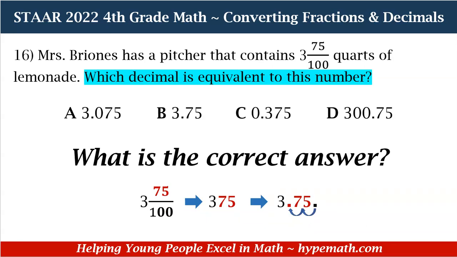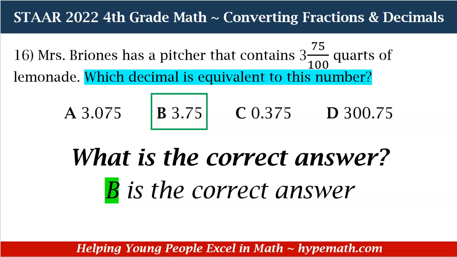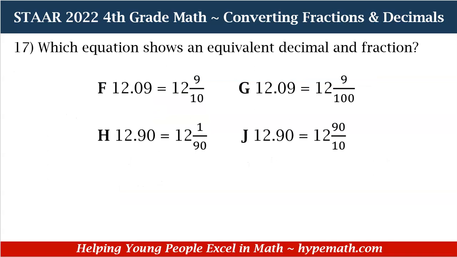So what is our correct answer? Let's look at our answer choices to see which answer shows 3.75. Can you see it? If you said B, you're absolutely correct. B is our correct answer. Now let's move to number 17.